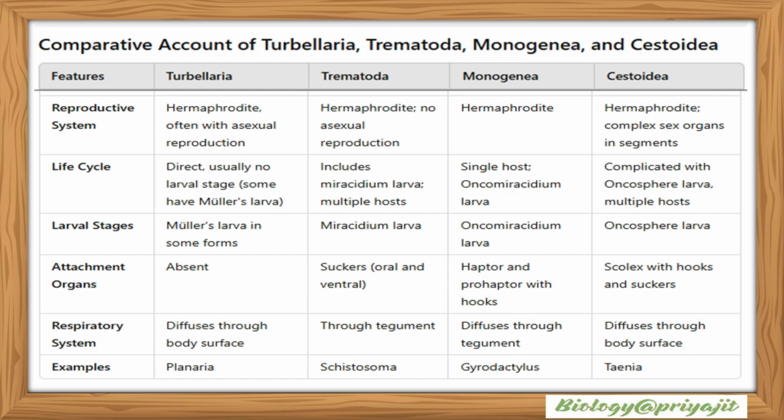Attachment organs are absent in Turbellaria, but in Trematoda, both oral and ventral suckers are present. In Monogenea, haptor and prohaptor with hooks are present, and in Cestoda, there is a scolex with hooks and suckers. Respiratory system: diffusion through the body surface in Turbellaria, through the integument in Trematoda, through the tegument in Monogenea, and through the body surface in Cestoda. Examples: Turbellaria is planaria, Trematoda is Schistosoma, Monogenea is Gyrodactylus, and Cestoda is Taenia.